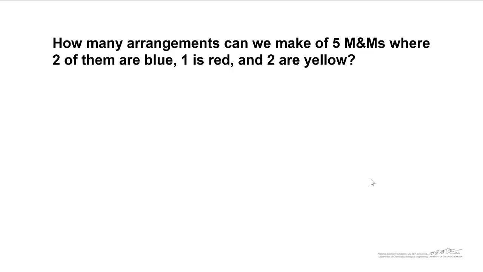How many arrangements can we make of 5 M&Ms where 2 of those M&Ms are blue, 1 is red, and 2 are yellow? This is a permutation of like or similar objects. We have a total n of 5 M&Ms where we've subdivided that 5 into n1, which is blue. We have 2 of those. We have 1 red M&M and we have 2 yellow M&Ms.